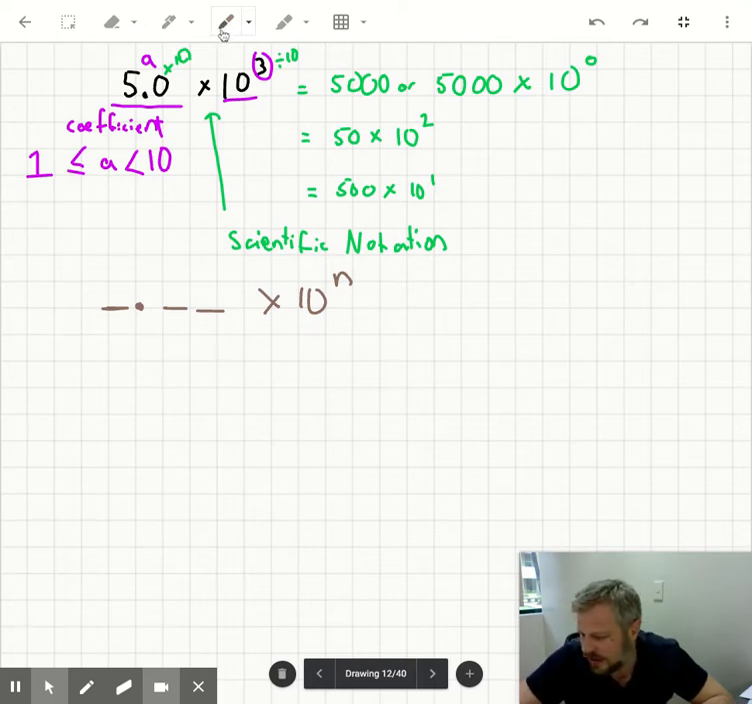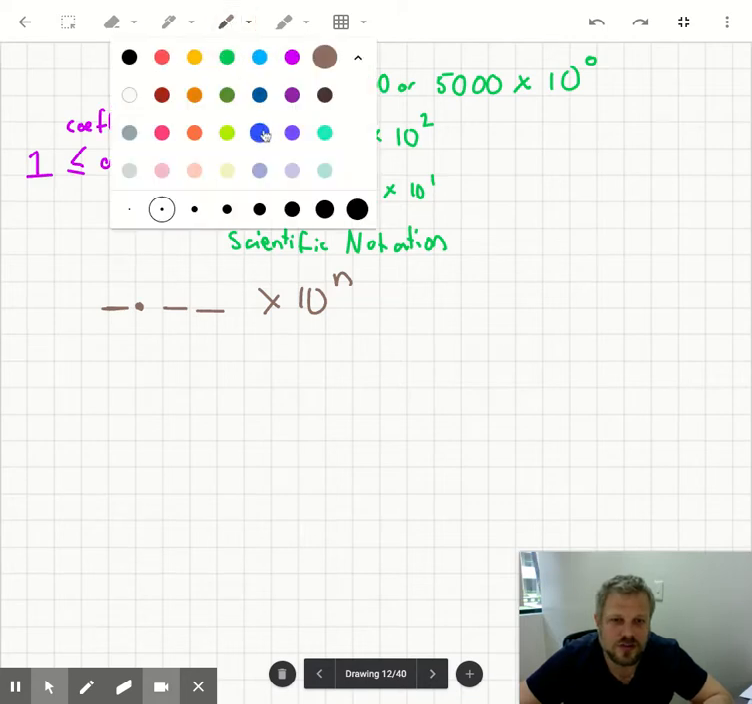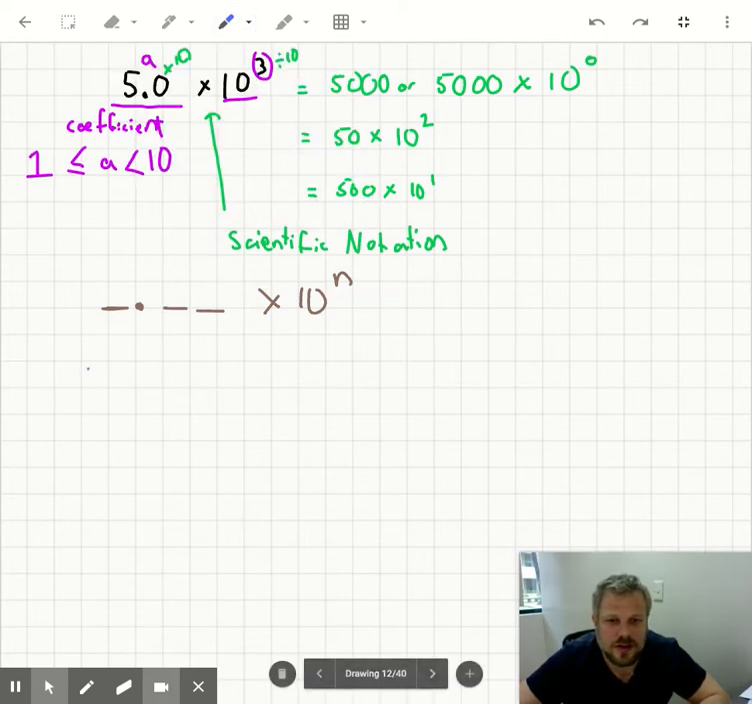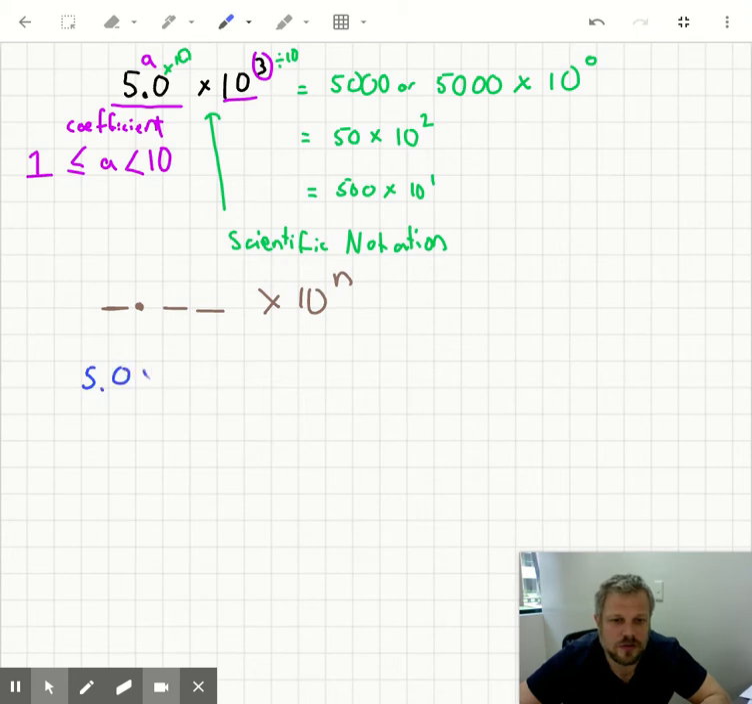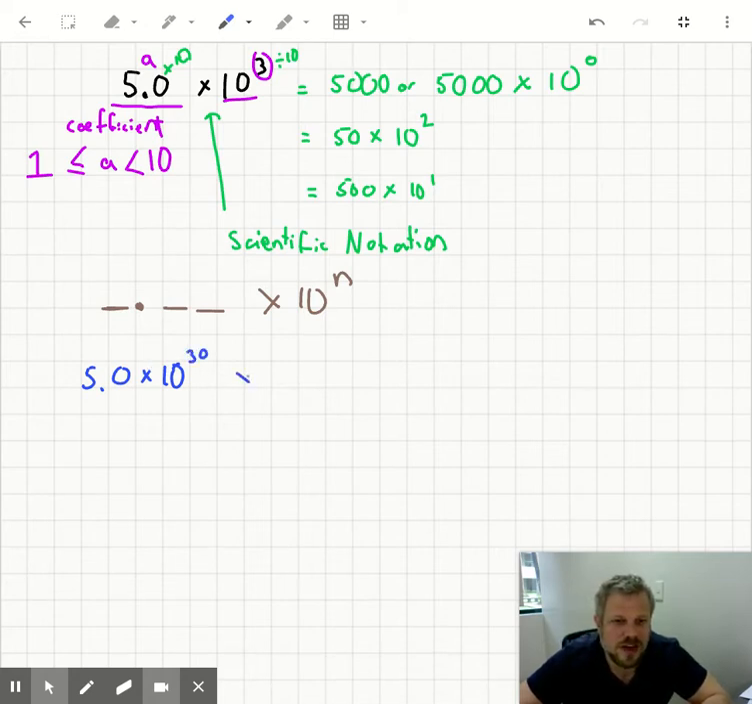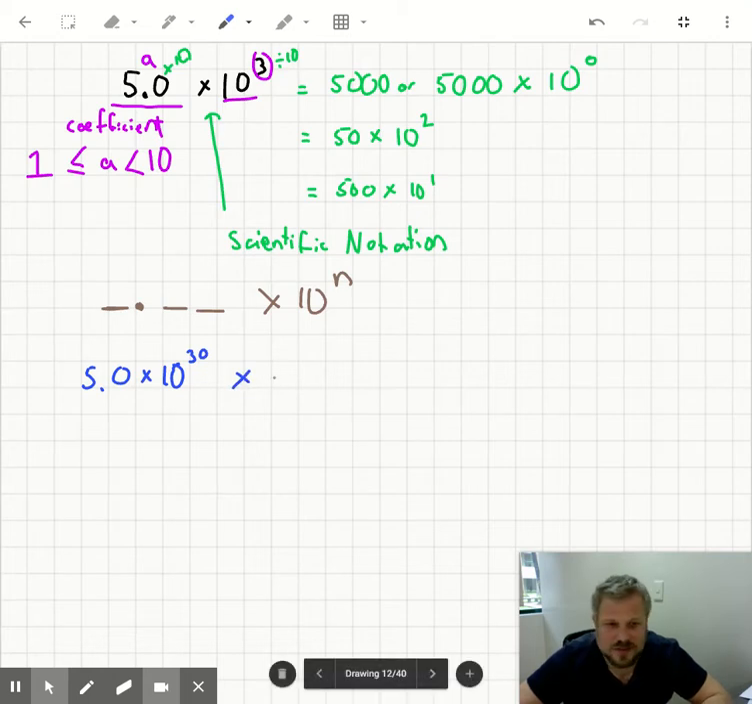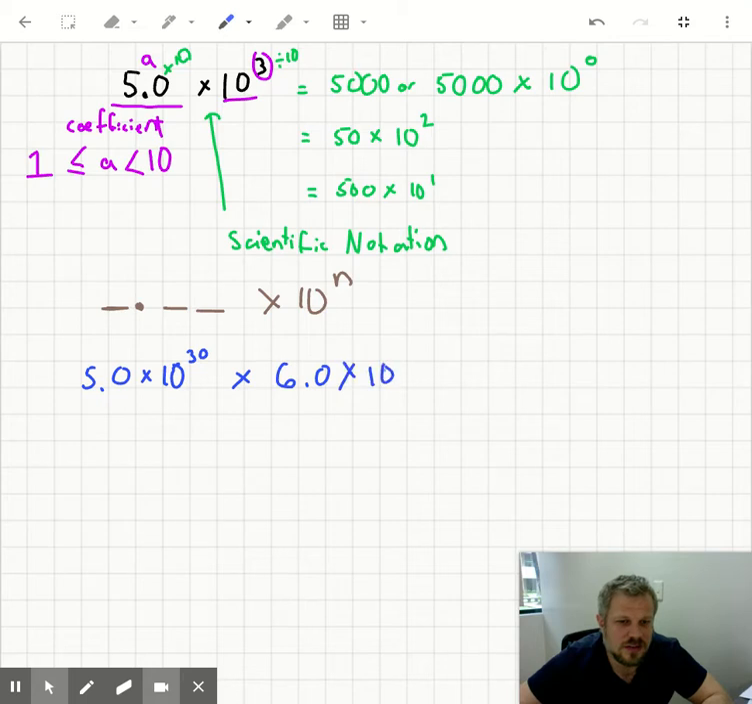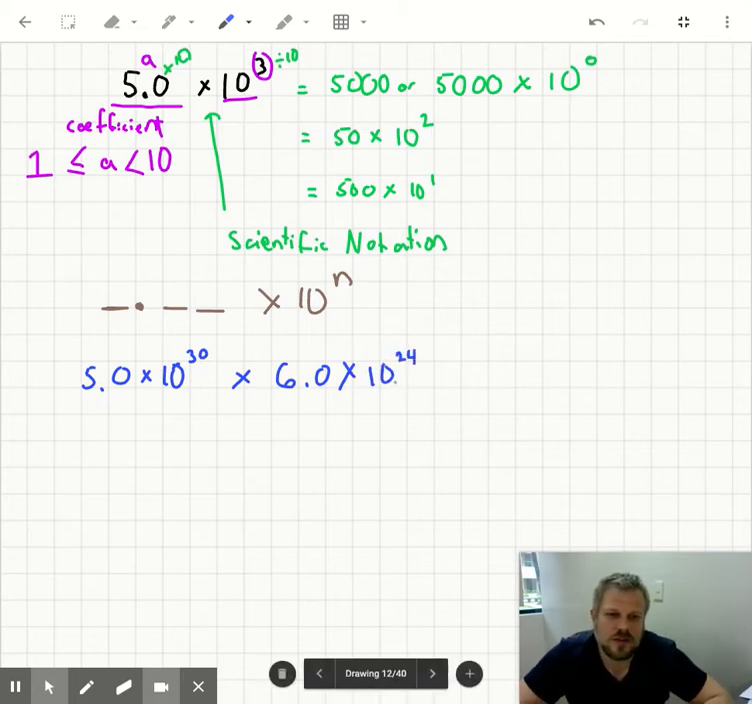So let's look at an example here. I'm gonna change colors here. Let's say I have 5.0 times 10 to the, I'm going to make it so that we cannot write these out in standard form. It would just be too painful. Times 10 to the 30 times, let's say 6.0 times 10 to the 24, okay? When we multiply, we know that we can change the orders.